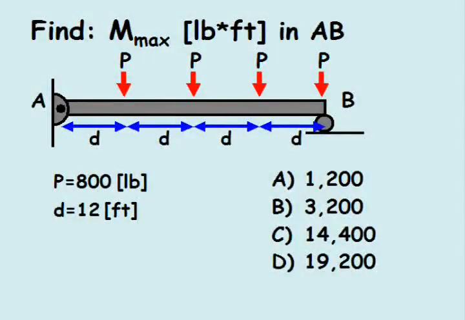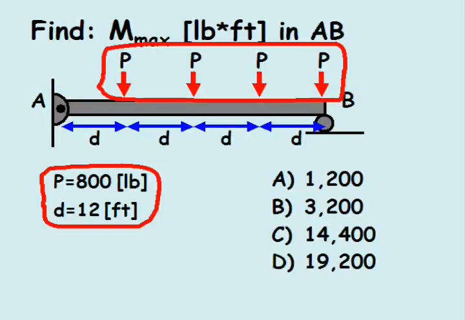Find the maximum moment in beam AB. In this problem, a 48-foot long beam AB is connected with a pin to a vertical wall at joint A and with a roller to a flat surface at joint B.